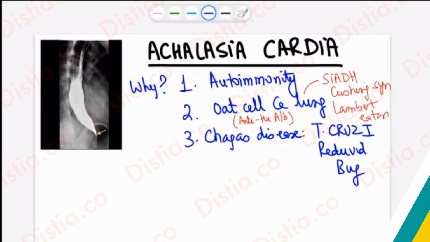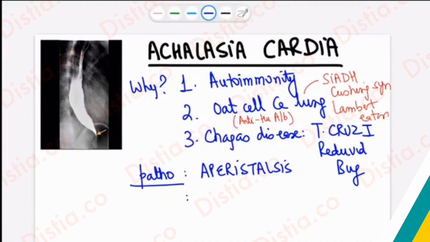Now, we have studied why it is occurring. Now we will talk about the pathogenesis component of the disease, that is, what actually happens. Why do you have achalasia cardia? Why do you have this constriction? The first answer in this motility disorder will be that this condition causes aperistalsis, that is, the lower one-third of the esophagus specifically does not exhibit routine peristaltic waves.